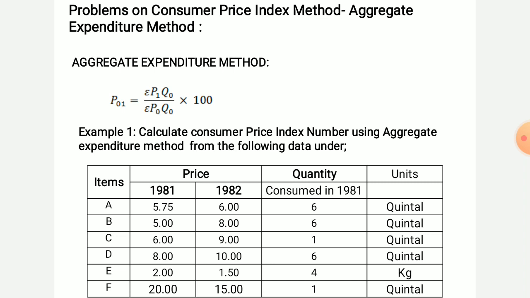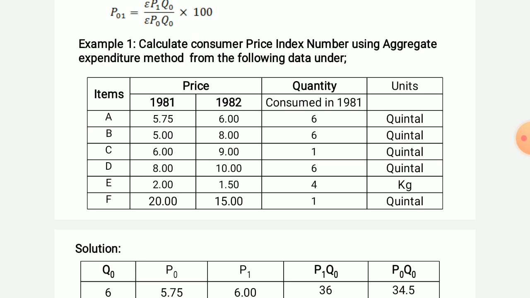So this is the formula we use to calculate the consumer price index or price index number for the current year. And we can also use another two formulae: CPI or P01 is equal to sigma PW divided by sigma W, or sigma IW divided by sigma W.